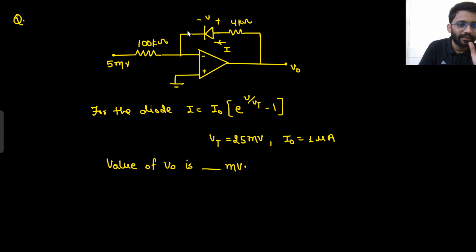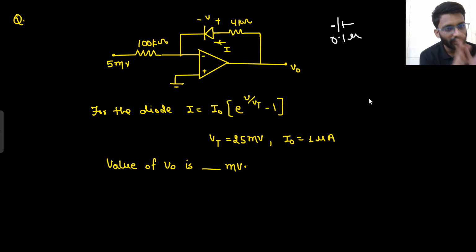Let's just assume the diode is giving us a particular voltage. This is what we are assuming. It is on or off, I don't know. It is giving me some particular voltage. So there is a negative feedback in the node. If the diode is giving me some particular voltage, let's just assume it is giving me a negative voltage, something like 0.1 micro. Still the diode is considered to be on only, no?